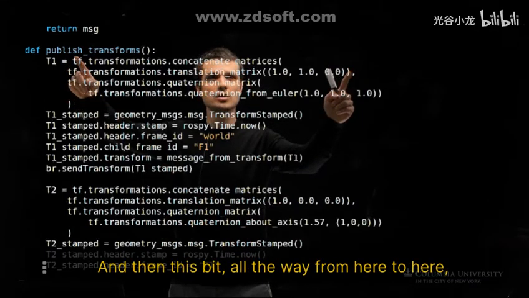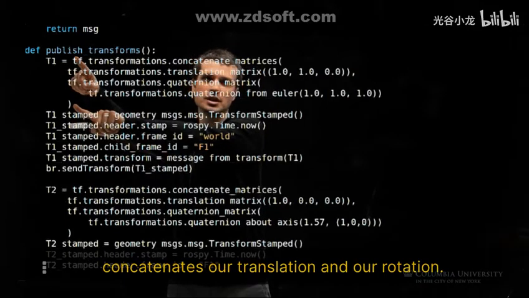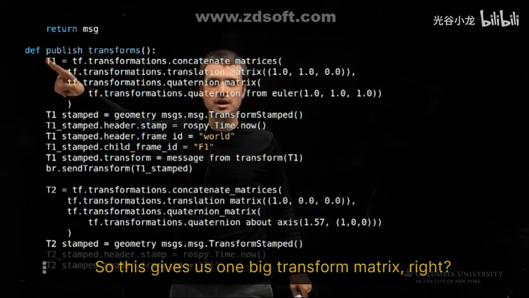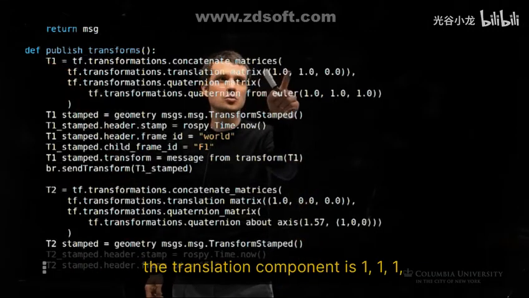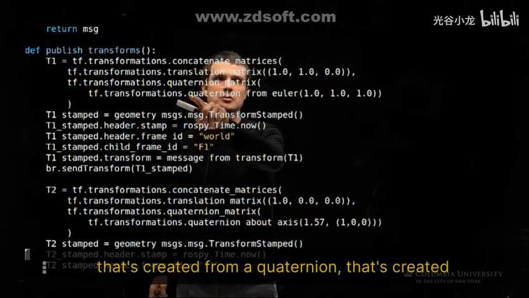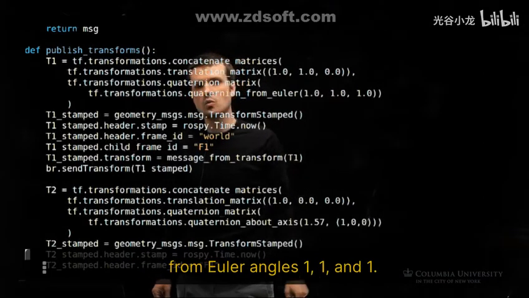And then this bit all the way from here to here concatenates our translation and our rotation. So this gives us one big transform matrix, right? So when we're done with all of that, T1 is a transform matrix. The translation component is 1, 1, 1. The rotation component is a matrix that's created from a quaternion that's created from Euler angles 1, 1, and 1.